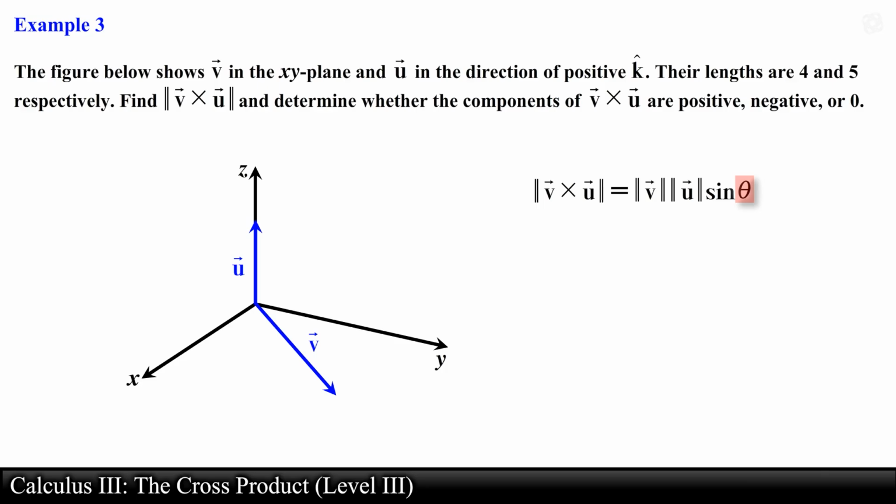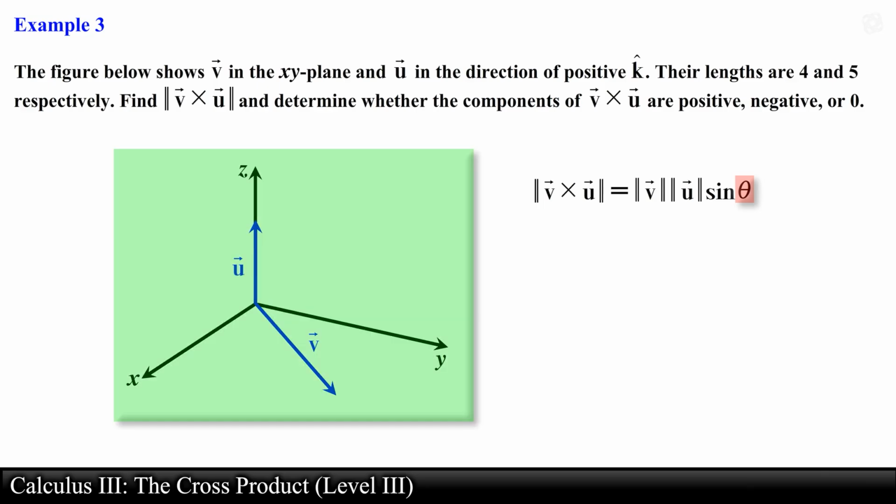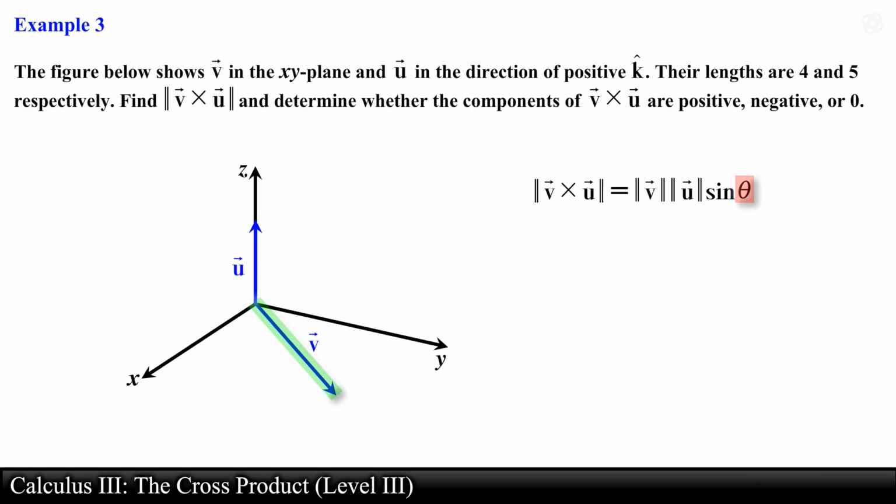Note that the angle between the vectors can be obtained from the figure. We know that vector v is located on the xy plane, and vector u has only one component since it is pointing in the positive k hat direction. This means that vector v and vector u are orthogonal to one another, so the angle between these two vectors is 90 degrees, or pi over 2. Next, we go ahead and substitute these values into the geometric definition of the cross product. Simplifying the expression, we obtain 20 for the magnitude of vector v crossed with vector u.